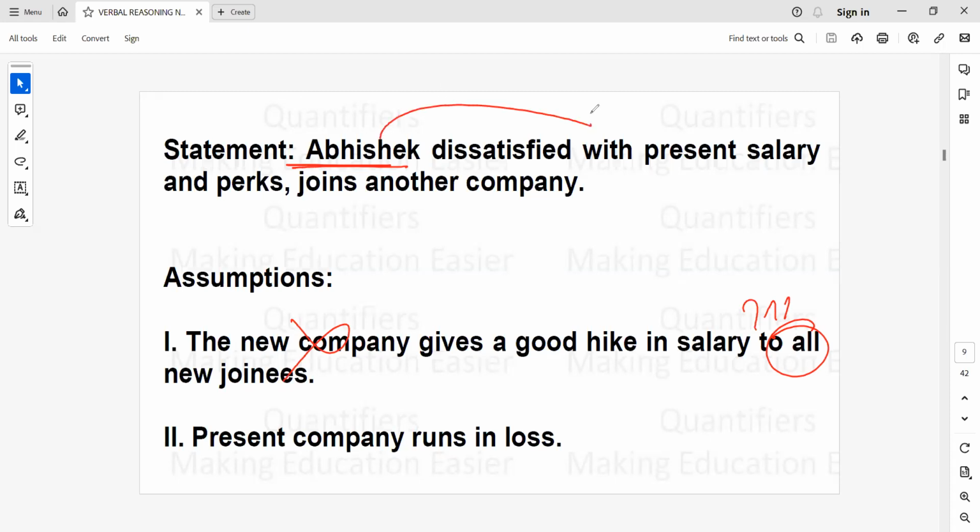Present company runs in losses. Abhishek, dissatisfied with the present salary and perks, joins another company. But can we assume that the present company runs in loss? Maybe the present company does not find Abhishek competitive enough, so they're not paying him that kind of salary, right? So the present company runs in losses, this is not my assumption. Maybe they are paying excellently to some other employees, but they are totally ignoring Abhishek, right? So in this case, none of these is the answer. None of the options are implicit.